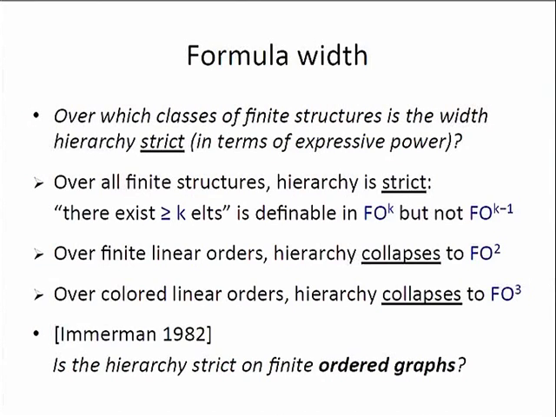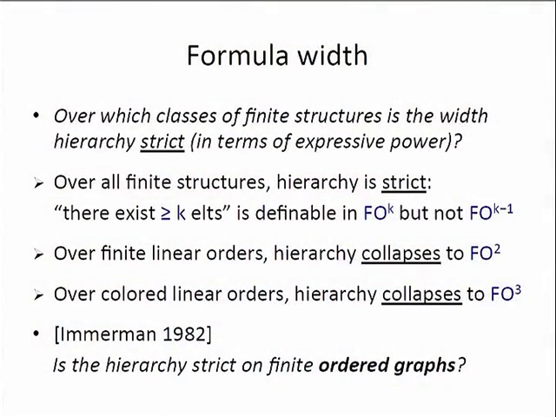But if we look over the class of finite linear orders with no additional structure, then in fact it's easy to see that the hierarchy collapses to its two variable fragment. So in other words, every first order sentence on the class of finite linear orders is equivalent to a sentence which has only two variables. And actually, the previous example kind of showed this, that you can talk about how large a linear order is by just recycling two variables. And a harder result shows that over the class of colored linear orders, or linear orders with any number of unary relations, the hierarchy collapses to its three-variable fragment. And in fact, this holds both for finite colored linear orders and for the class of infinite colored linear orders. This is a result of Poizat.